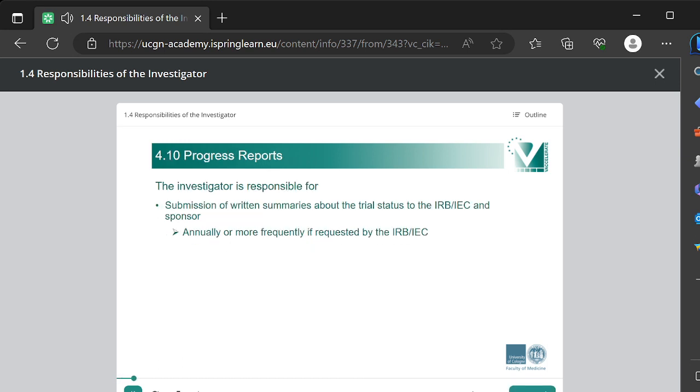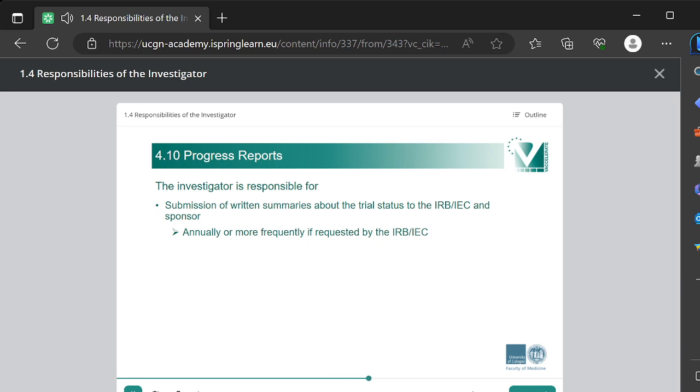The investigator is also responsible for the submission of a written summary about the status of the clinical trial. This summary needs to be submitted to the ethics committee and the sponsor, usually annually, which is specified in the protocol, but it can also be more frequent if requested by the ethics committee.